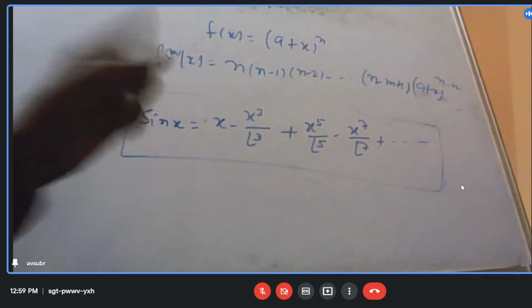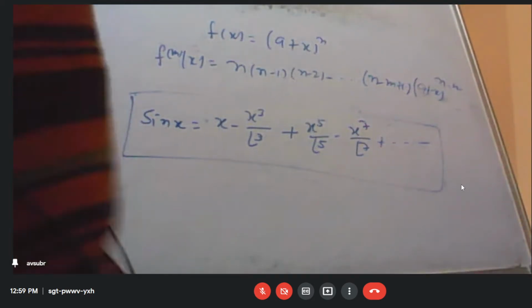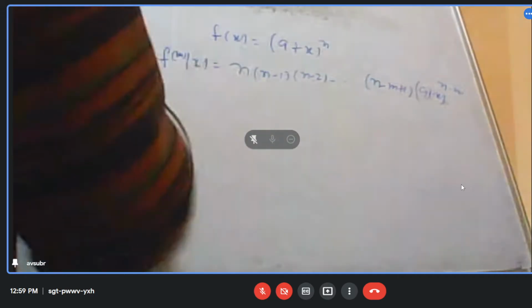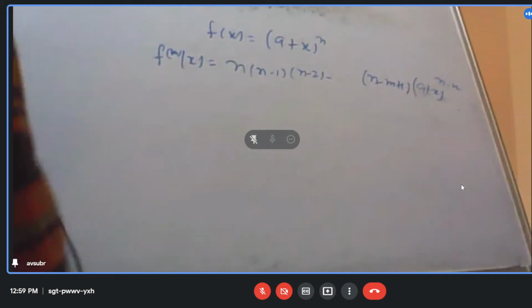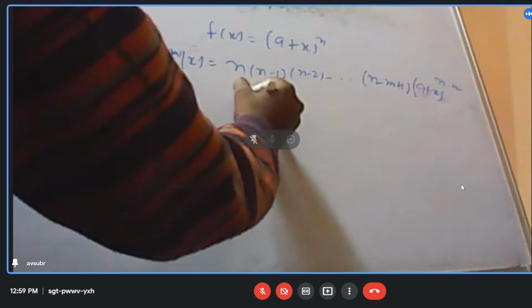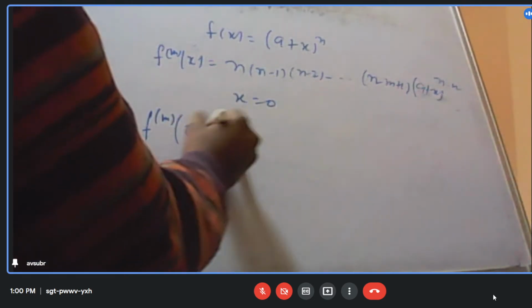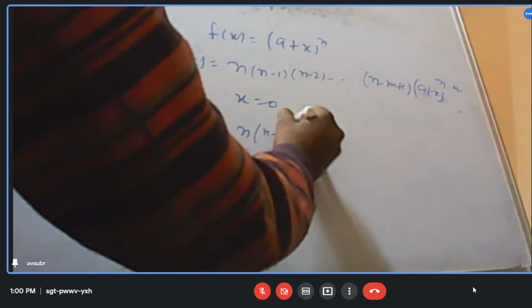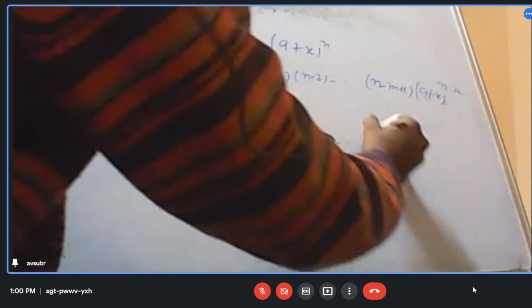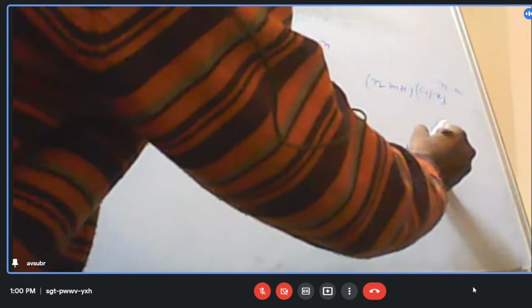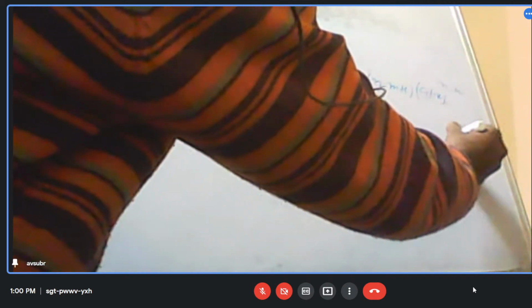If you recall, Rule 1. Now, if x is equal to 0, then the mth derivative at x equal to 0 will be n into (n minus 1) into (n minus 2) up to (n minus m plus 1), times a to the power (n minus m).